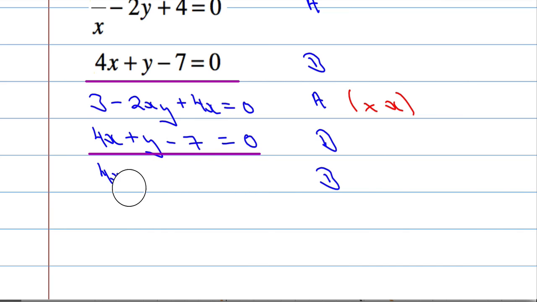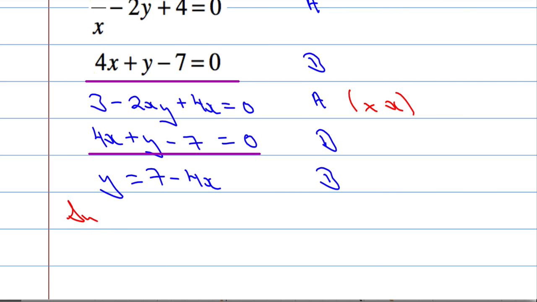Get rid of all of this. I thought I found a shortcut. I didn't, but thankfully I spotted that I hadn't made the mistake. Y is going to equal 7 minus 4x. Okay, so y is 7 minus 4x.